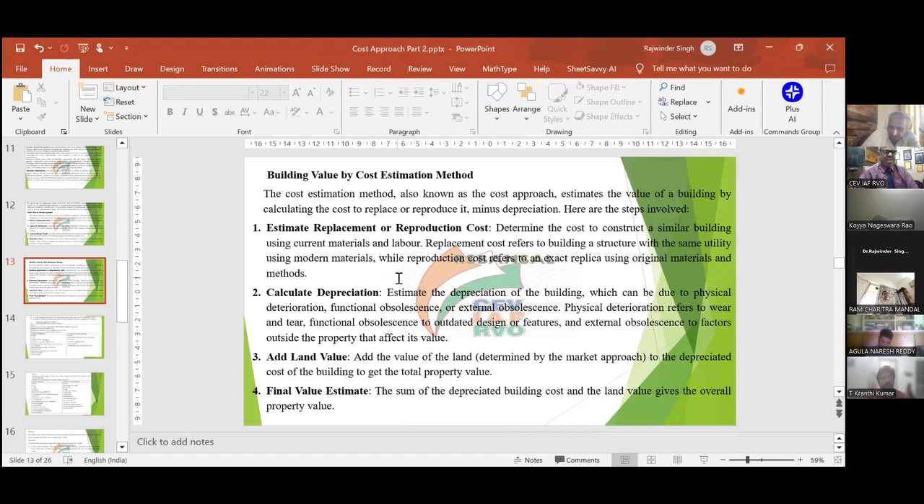That will give you the depreciated replacement cost of the building. And then you will add the land value to the depreciated replacement cost of the building. That will give you the final value estimate of the building. So this is the way how you will calculate the value of a building by using cost approach method.